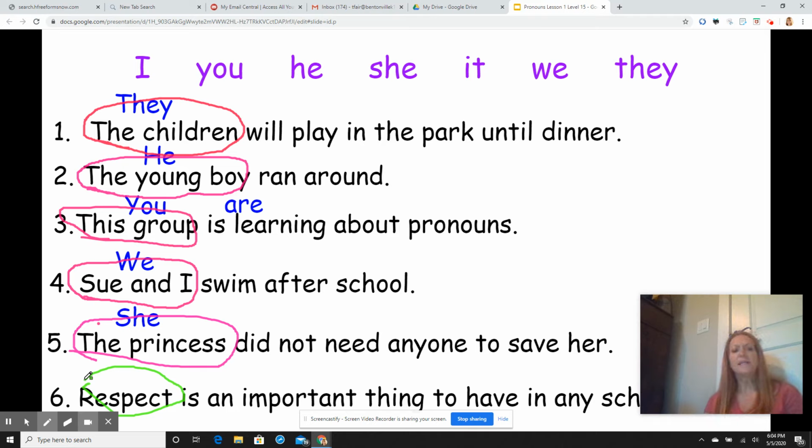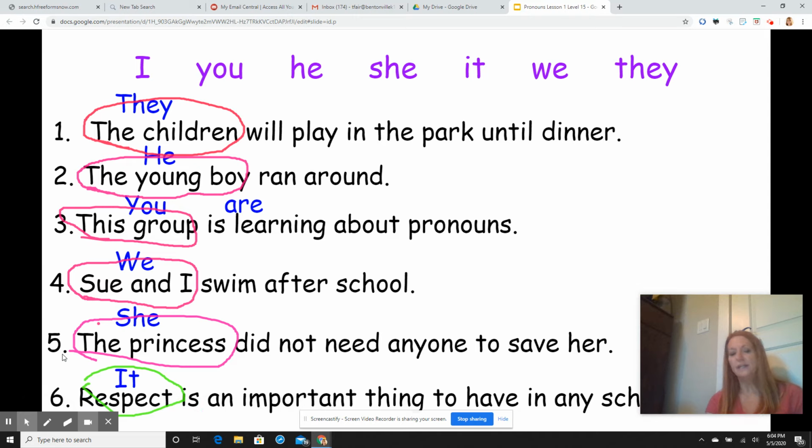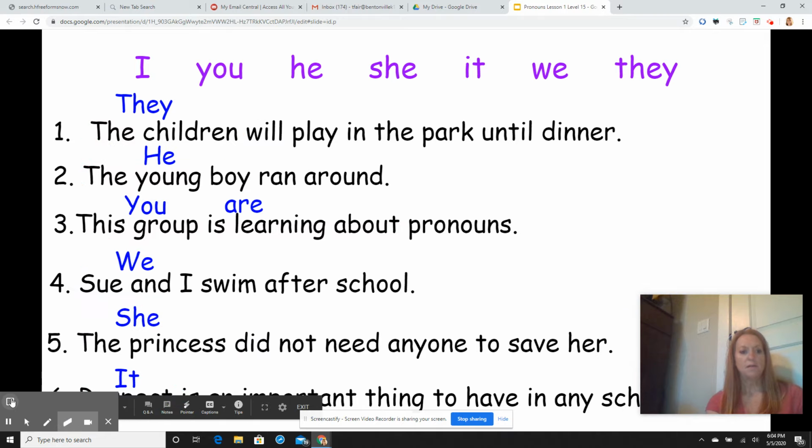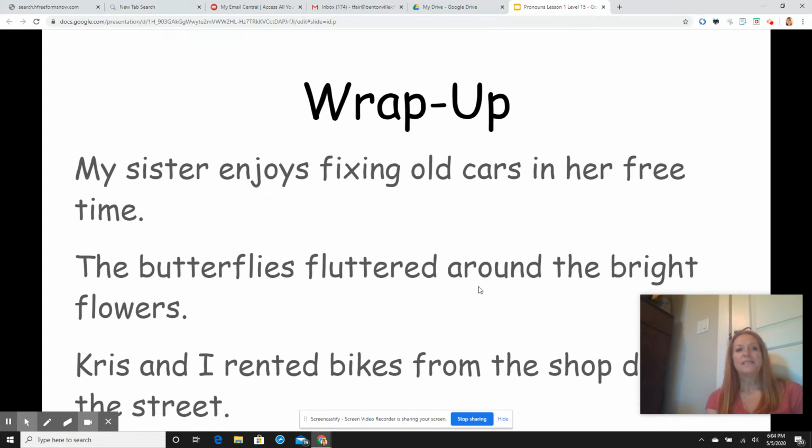And what can we put in place of respect? Which one of these subject pronouns can we put in front of this, or in place of this? That's right. We could put it. It is an important thing to have in any school. Respect. Okay, let's erase this. All that. We'll go to the next page. We're doing so good. Okay, so we're going to wrap it up. I'm going to see if you can figure these out on your own.